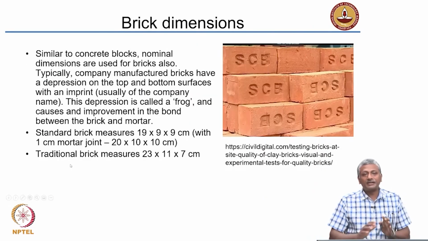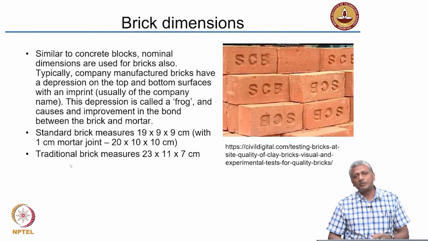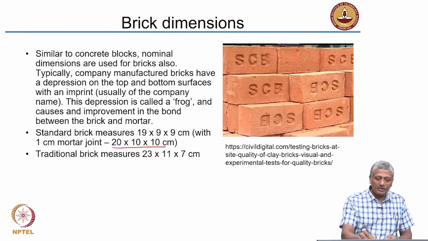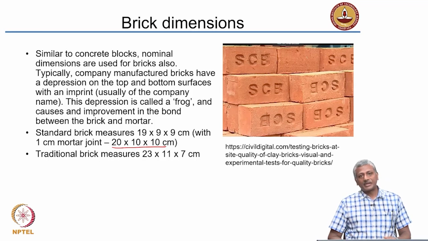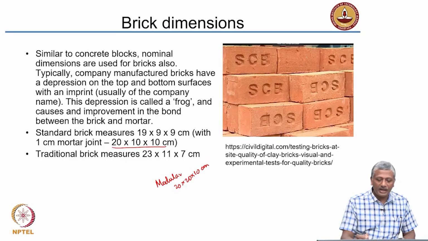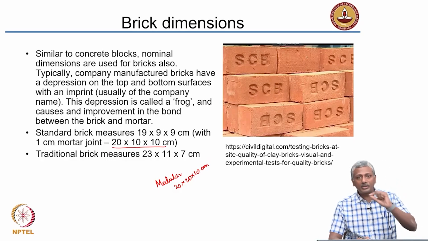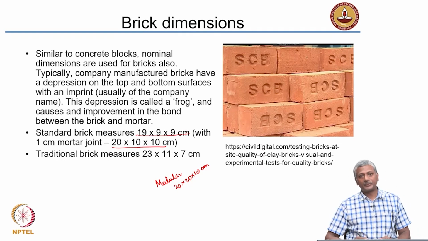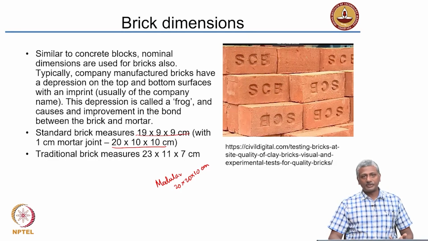Okay, so we have now looked at different types of bricks. Now let's talk a little bit about brick dimensions. As I said earlier, the modular dimension is typically written as 20 by 20 by 10 centimeters. So this modular dimension of 20 by 20 by 10 assumes that you have a 1 centimeter thick layer of mortar around the brick. So the actual size of the modular brick is 1 centimeter less than that, that is 19 by 9 by 9. Okay. So it assumes that you have a 1 centimeter thick layer of mortar on top of it.